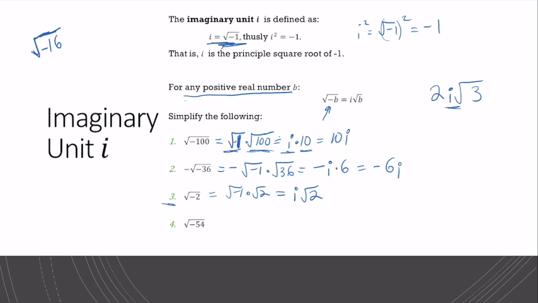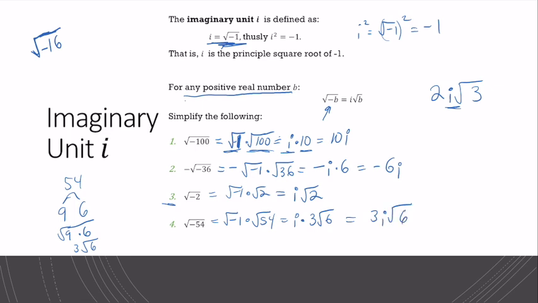For problem 4, I'm going to pull this apart. So I've got the square root of negative 1 times the square root of 54. And 54, I know I can simplify. It's got a perfect square hiding in there. It is 9 times 6. So I'm going to have i times 3 root 6, because that's how the square root of 54 would simplify. You can think of it as the square root of 9 times 6, which would be 3 square root of 6. So my final answer would be 3i root 6.